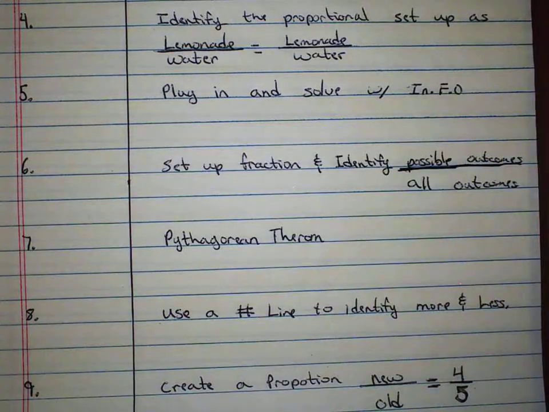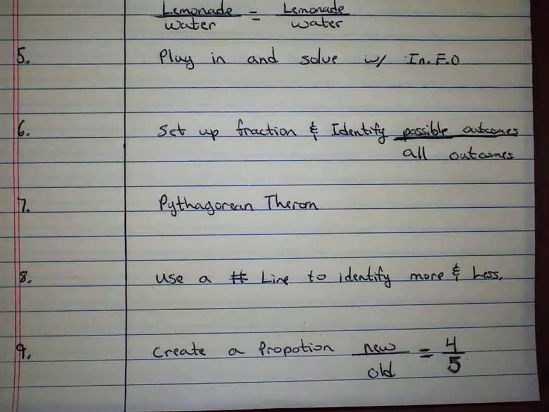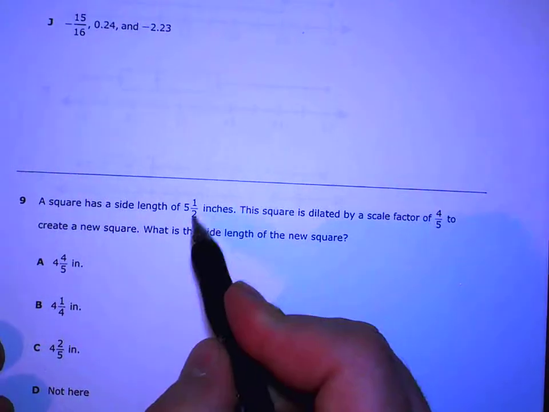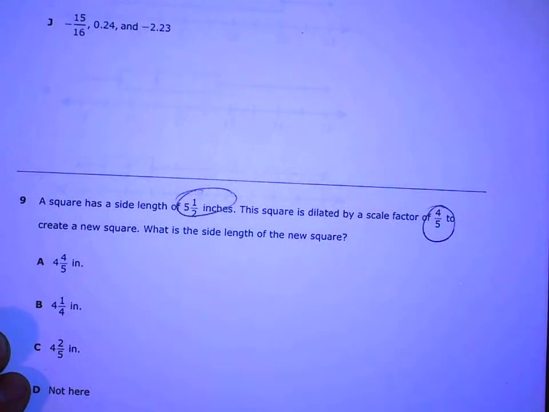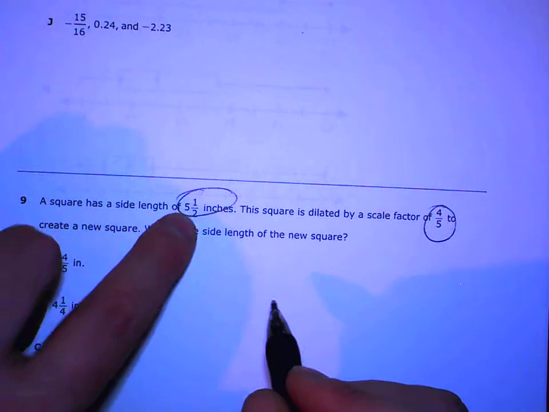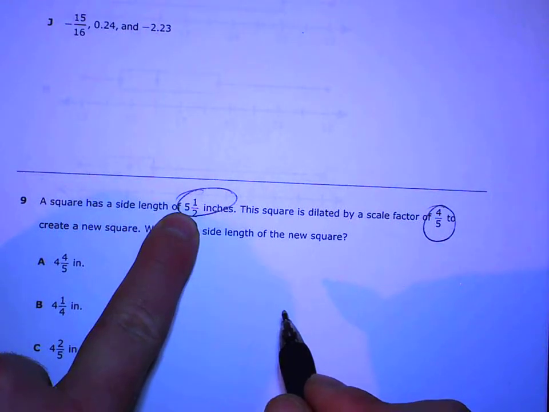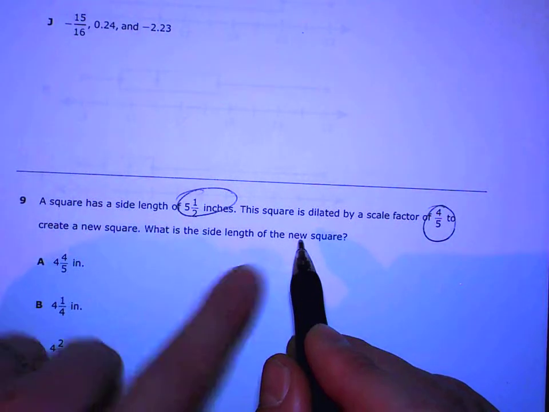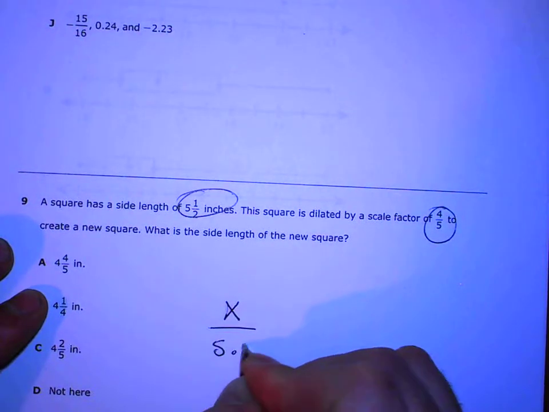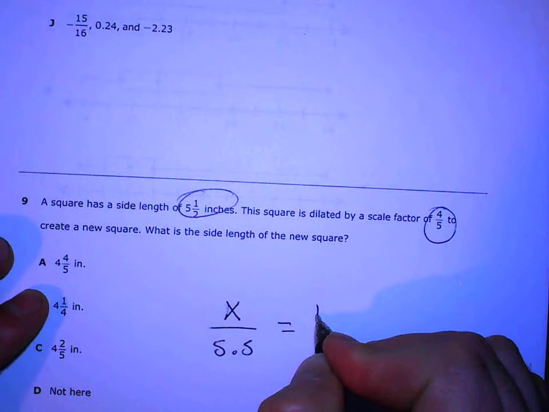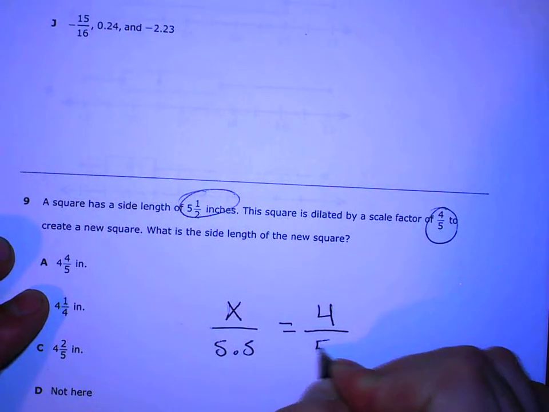Looking at number 9. Number 9, create a proportion where new over old is equal to 4 over 5. Okay. A square has a side length of 5.5 inches. It's dilated by a scale factor of 4 over 5. Now, this is the old, this is the original. We're going to have a new square, right? So new, we don't know. Old is 5.5, equal to 4 over 5.